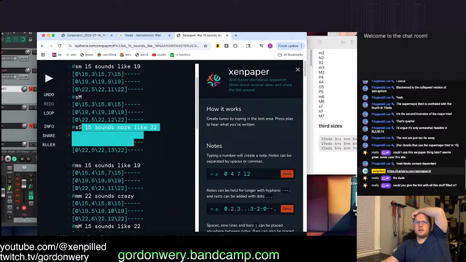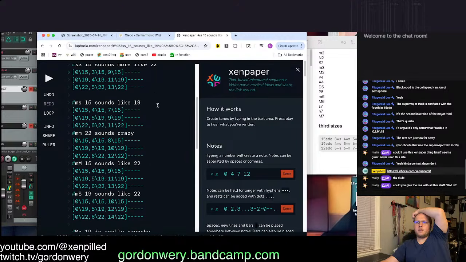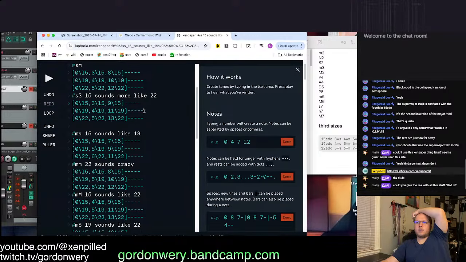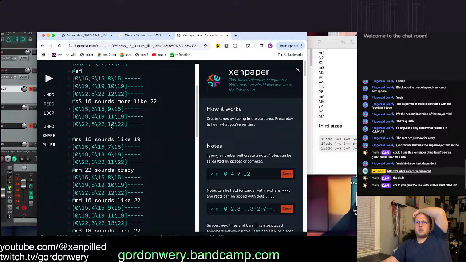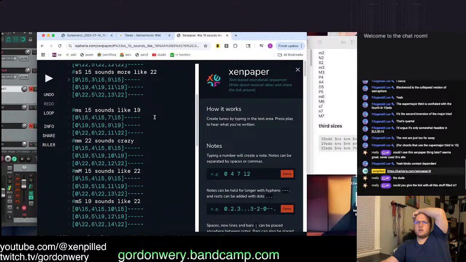I do think this sounds kind of like a sus chord, but it does sound a lot like this 22 super major 2. But the 22 super major 2 sounds a lot like a sus chord. I think it just has a little more wiggle room, but they're very similar sounding chords.